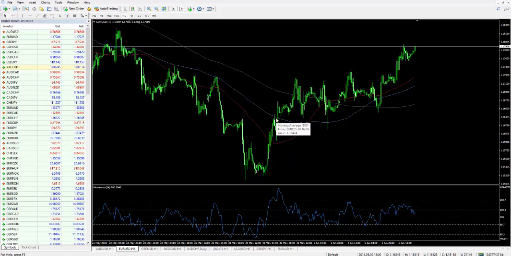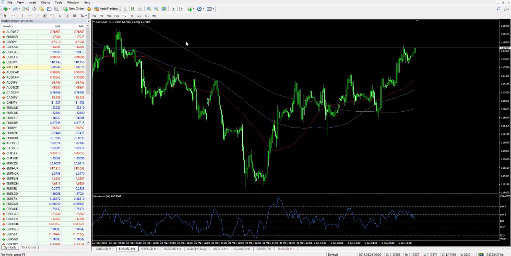Question is why do we have a short trade in here? Okay, so there's a number of reasons why we don't have a short trade in here. Okay, let's have a look at what those reasons are.